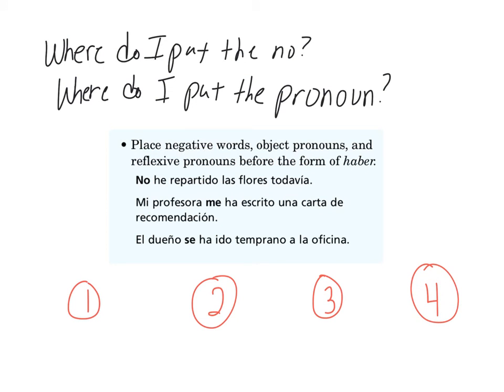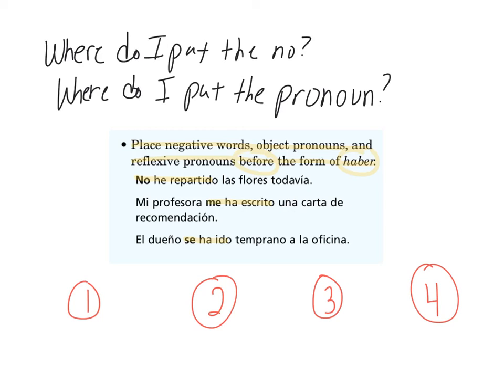Okay, let's talk about where do I put a no if it's a negative verb, or where do I put a pronoun if it's a verb that has a pronoun with it. We place negative words, object pronouns, and reflexive pronouns before the form of haber. Por ejemplo, no he repartido las flores todavía. Mi profesora me ha escrito una carta de recomendación. El dueño se ha ido temprano a la oficina.